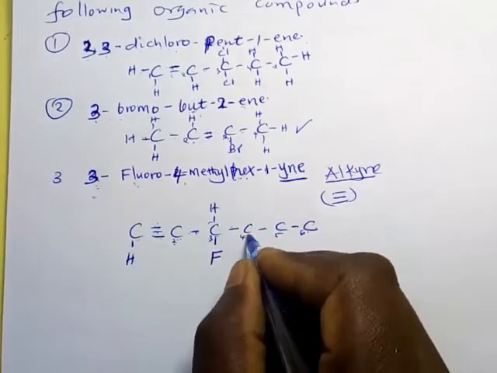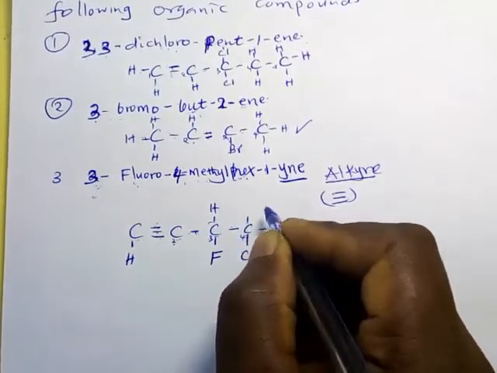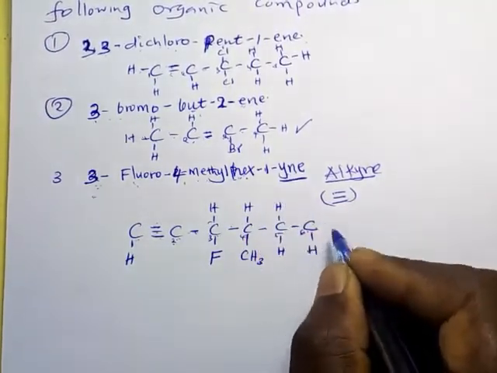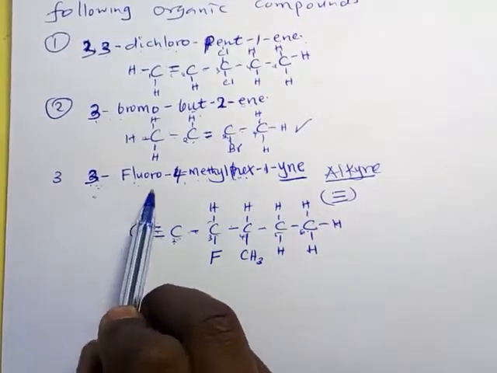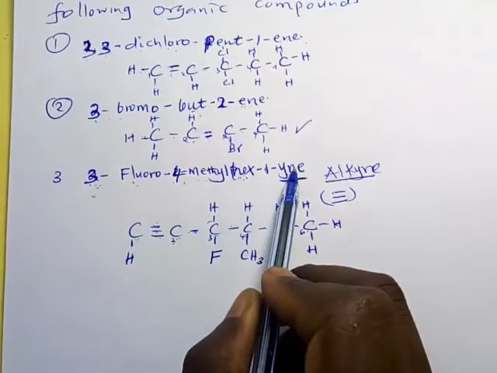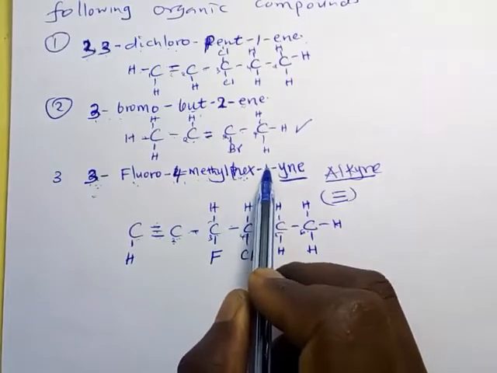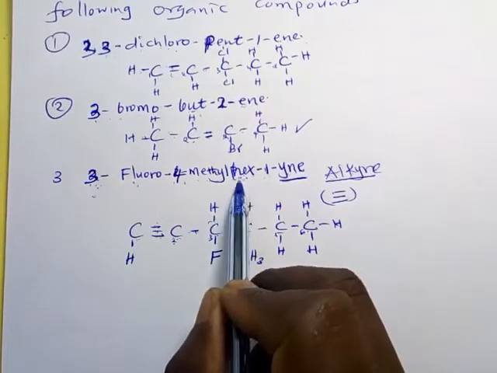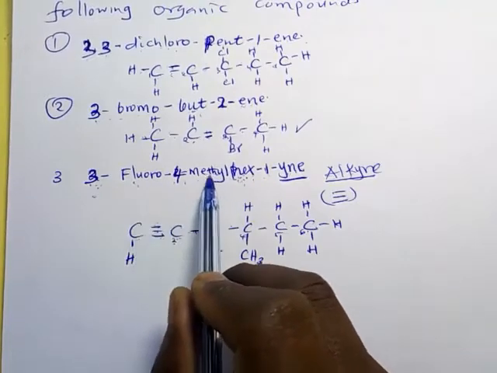1, 2, 3, 4. On carbon number 4, we have a methyl group, CH3. It's called methyl. And then here hydrogen. Here we will put 1 hydrogen and another hydrogen. Here we will have hydrogen, hydrogen, and hydrogen. And this one now is 3 fluoro 4 methyl hex 1 yne. Yne tells us it is a triple bond. It is an alkyne. 1 tells us that the functional group, the triple bond, is on carbon number 1. Hex gives us the parent name, the number of carbon atoms. There are 6 of them, and these are the substituent groups.